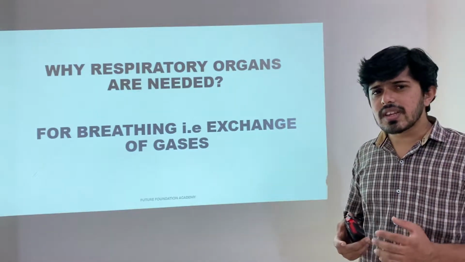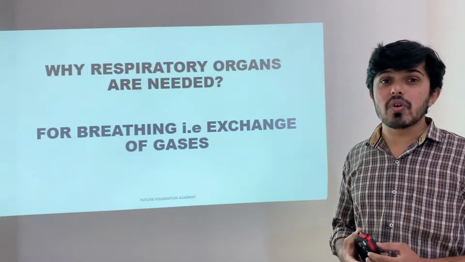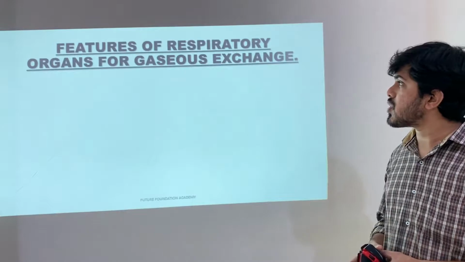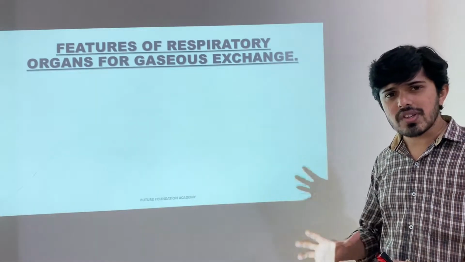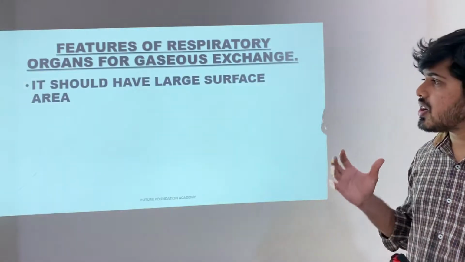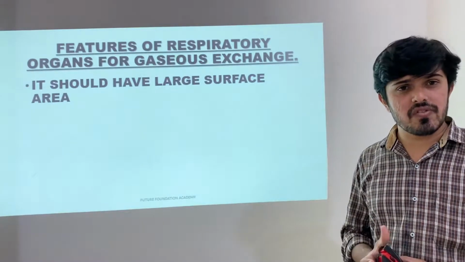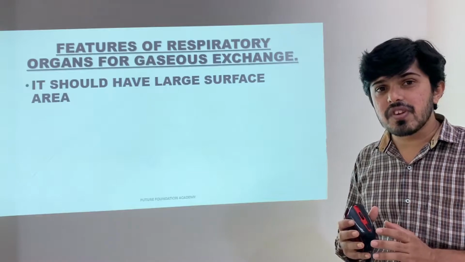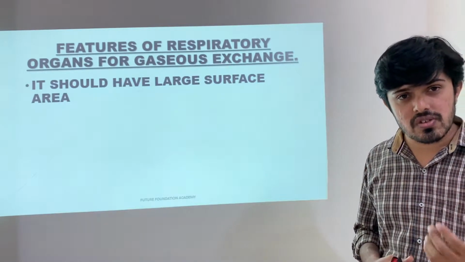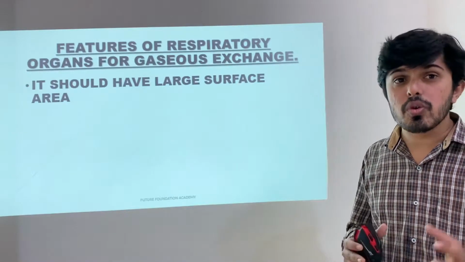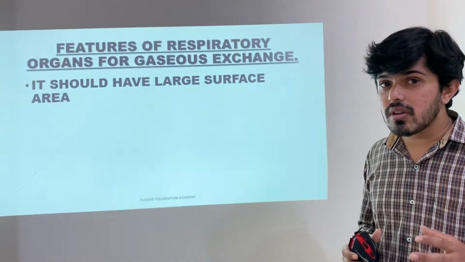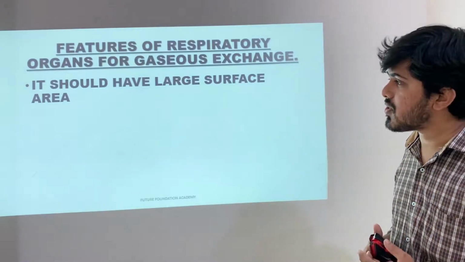Then there are certain characters which a respiratory organ shows, that we are going to discuss. That means the features of respiratory organs for gaseous exchange. What is a typical respiratory organ? Three points you have to remember. First of all, it should have a large surface area, because if the surface area increases, the amount of absorption and transportation of oxygen, or the quantity of gas, will increase. So the larger the respiratory organ, the more efficient it is. That is the first feature.